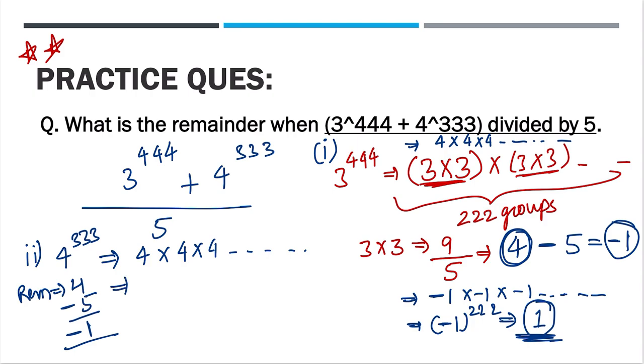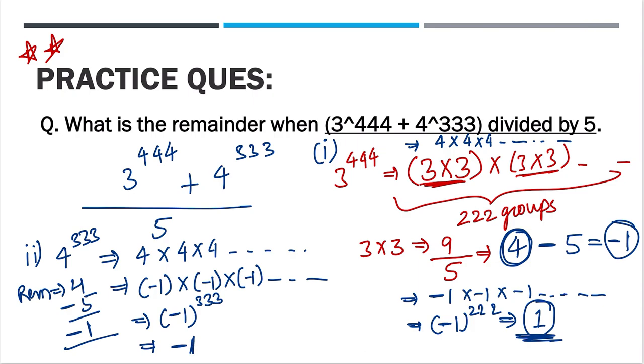Either I can write it as 4, or I can write it as minus 1 into minus 1 into minus 1, how many times? 333 times. So this will be minus 1 raised to the power 333. Minus 1 raised to an odd power is going to give me minus 1. I hope this is clear. So we are getting minus 1 from here, and we have got plus 1 from there.